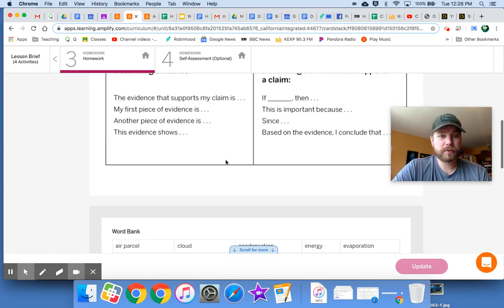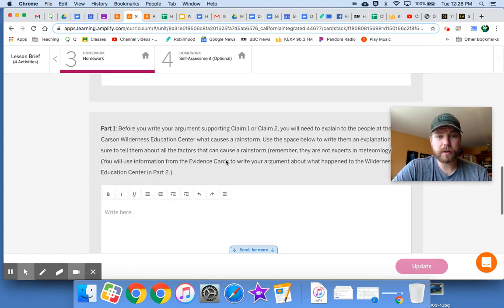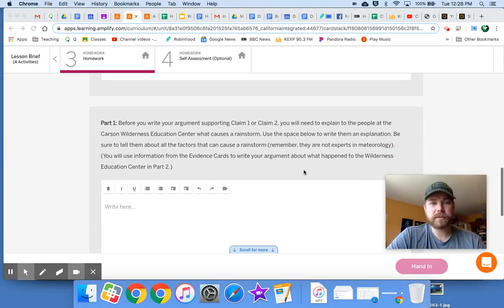The prompt says, before you write your argument, because we're going to write an argument of whether we think it was one storm or multiple storms that destroyed the Wilderness Education Center, you will need to explain to the people at Carson Wilderness Education Center what causes a rainstorm. That's really the key thing. Use the space below to write them an explanation. Be sure to tell them about all the factors that can cause a rainstorm.